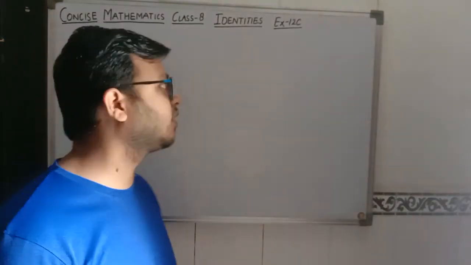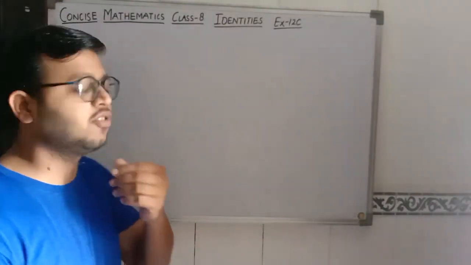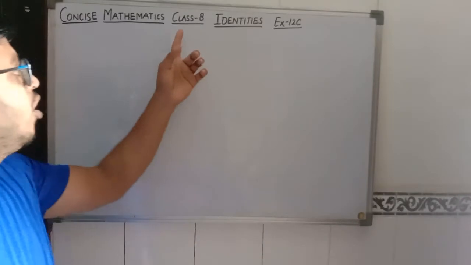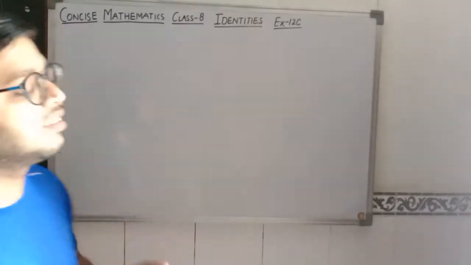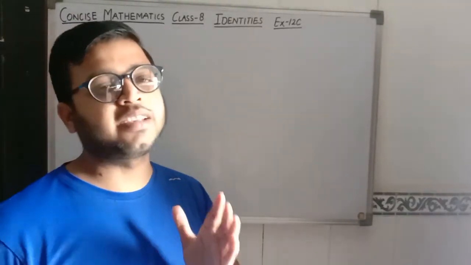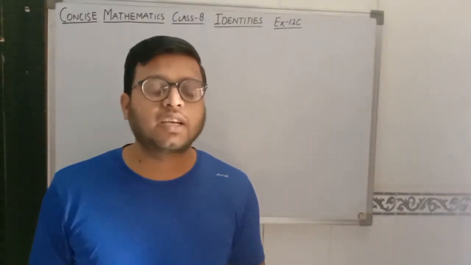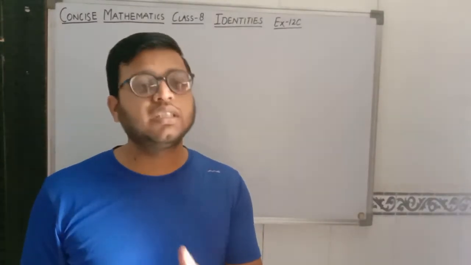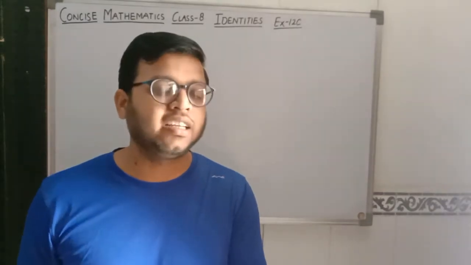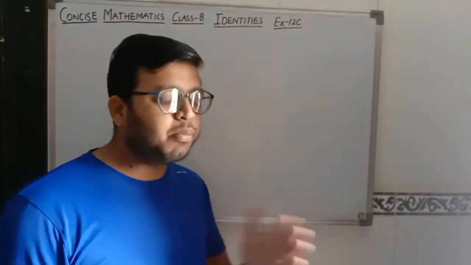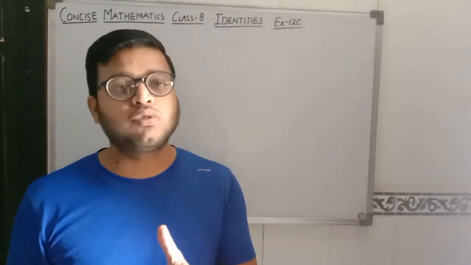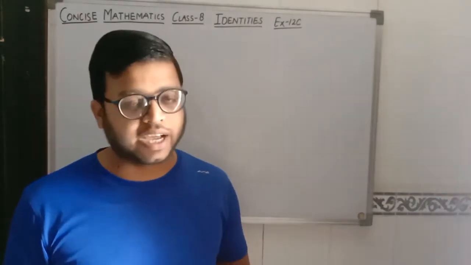Today we are going to discuss the next exercise of the chapter Identities for class 8 from the book Concise Mathematics. Exercise 12C. In exercise 12A and in exercise 12B, we have learned some of the identities, and in both of the exercises we have also learned the application of those identities.